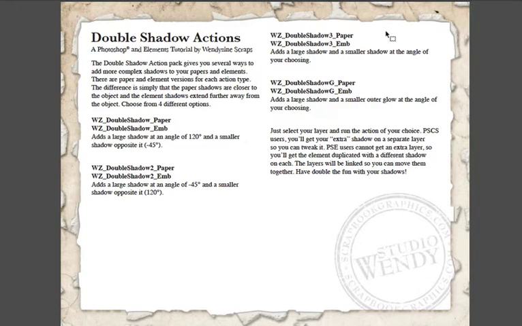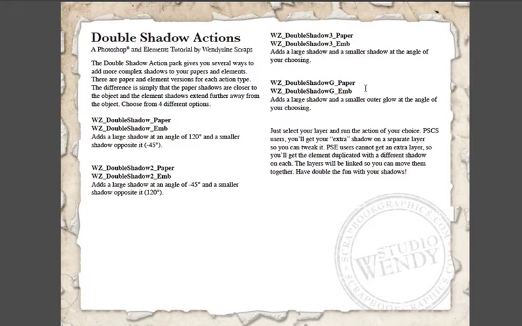In double shadow 3, you'll get to choose your angles. So when the dialog box pops up, enter in your angle, and then on the second screen, enter an angle that's opposite of that. And in double shadow G, we are actually using the outer glow command for the second shadow instead of the drop shadow command. And this one also is set to allow you to choose the angles and settings as it runs.